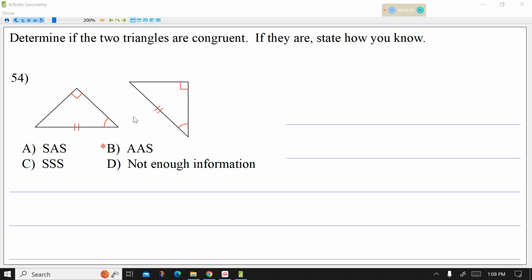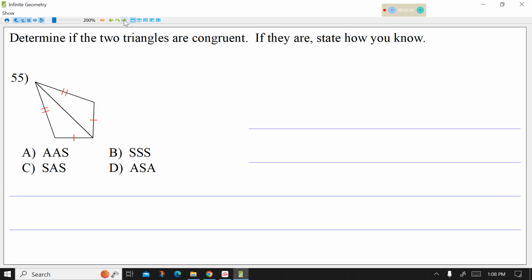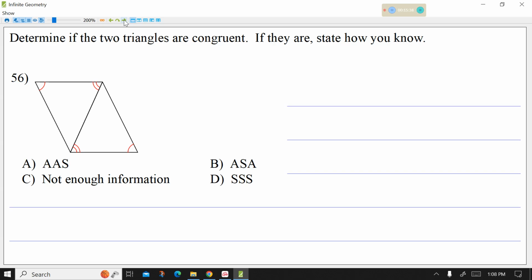So, to complete this one, we should see we got angle, angle, side, because again, the side is not the included side. So let's move on to the next one. We got another side, side, side example. That one's too simple. Let's take a look at what we need right here. Okay, we got another angle, angle, side example.